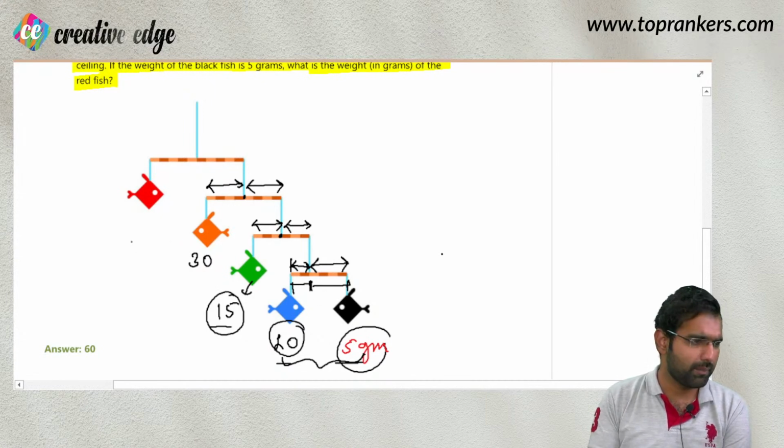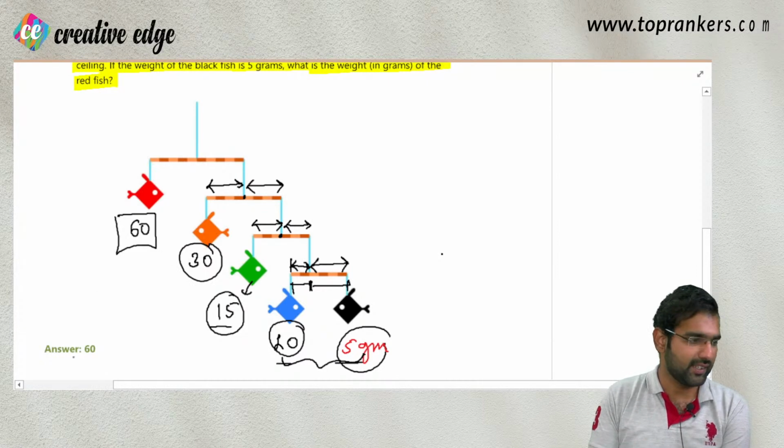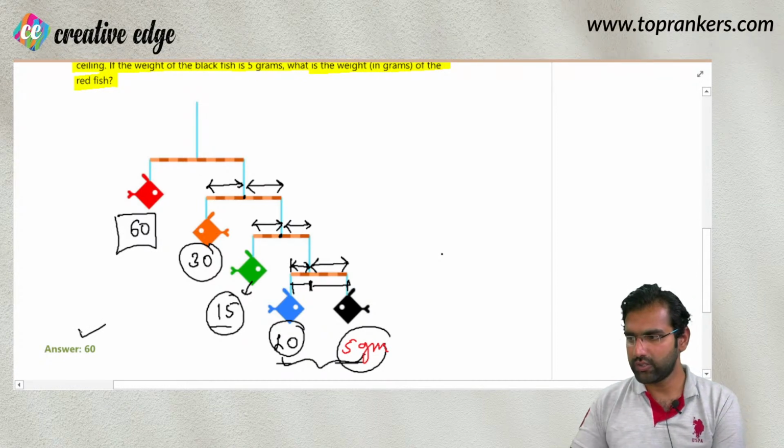Now the question is completely simple. This is 30 and this is 30, so 30 plus 30 makes the red fish's weight 60. That's the answer. I hope you all have realized. The question was pretty simple. You all should have been able to solve.